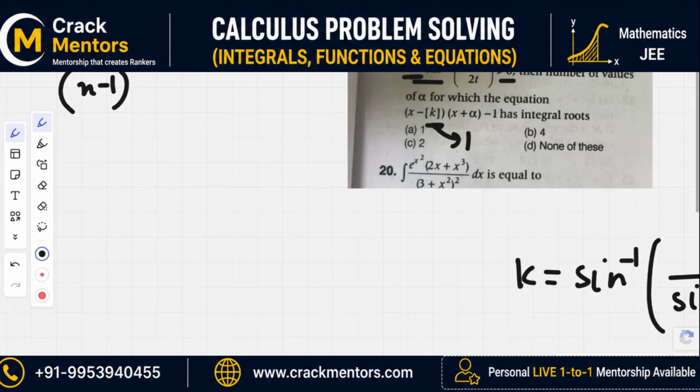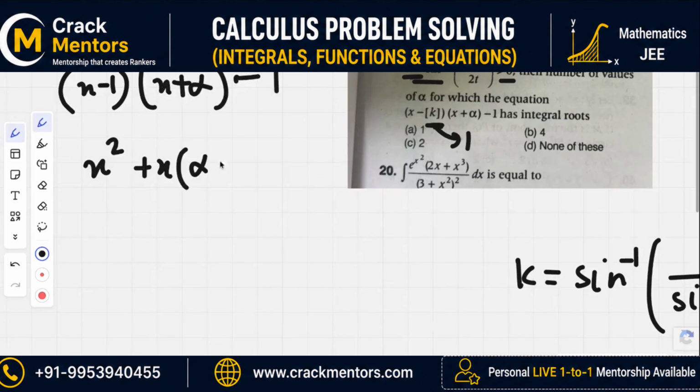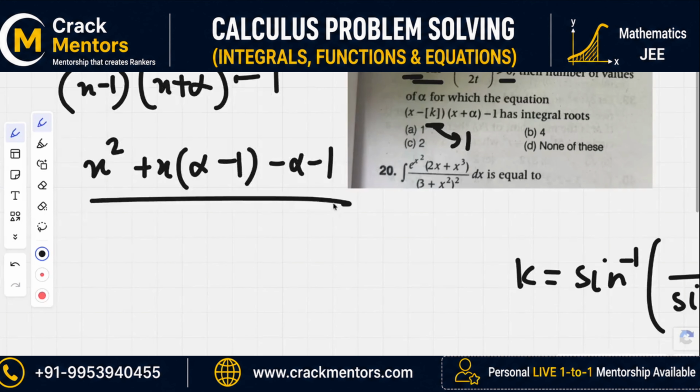Okay, so it is x minus 1 into x plus alpha minus 1. So my equation is actually x square plus x alpha minus 1 minus alpha minus 1. Correct? Can you cross check? Correct? So now they're saying that it should have integral roots. So there are a lot of ways you can do this.